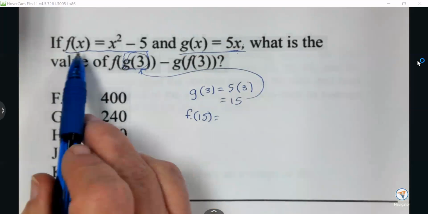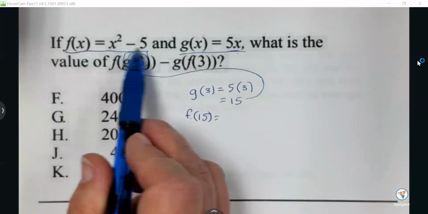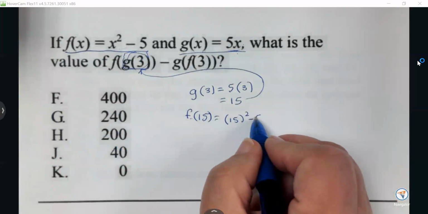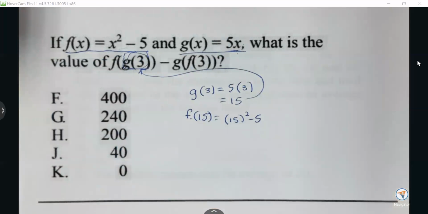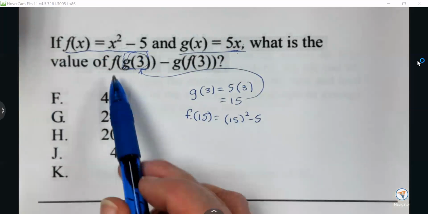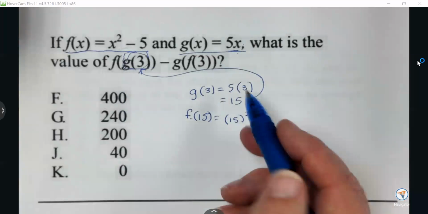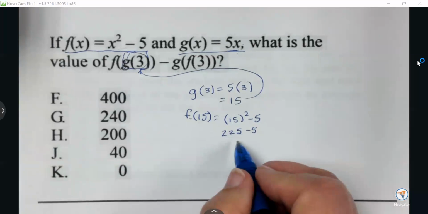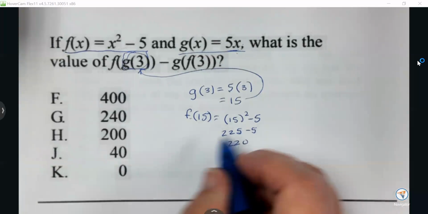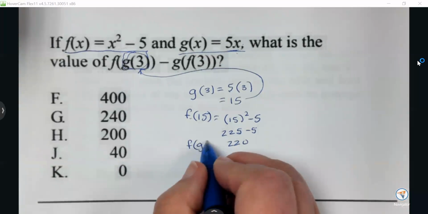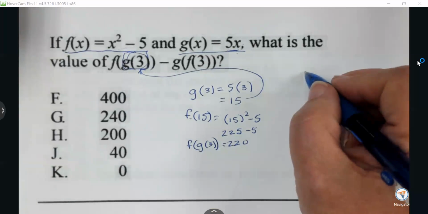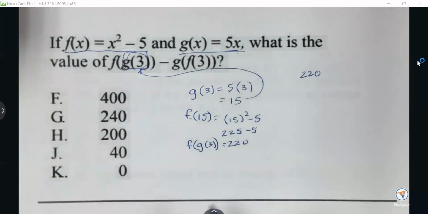Now I'll evaluate f of 15. I need my f function, and I'm going to evaluate it at 15, so I'll have 15 to the second minus 5. Once I finish that, I will have my f of g of 3 completed. 15 to the second, I believe that's 225, minus 5, which is 220. So that is f of g of 3. That's the first part of what I needed, 220.